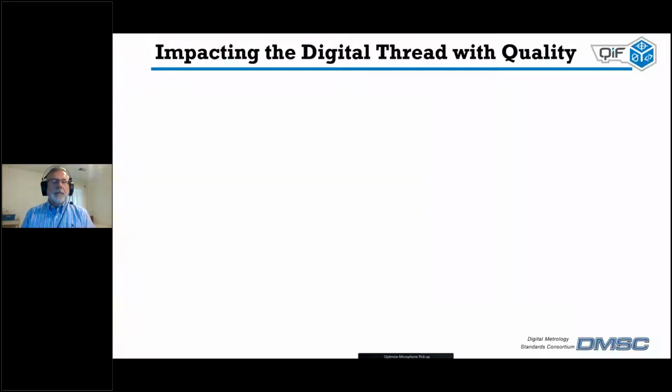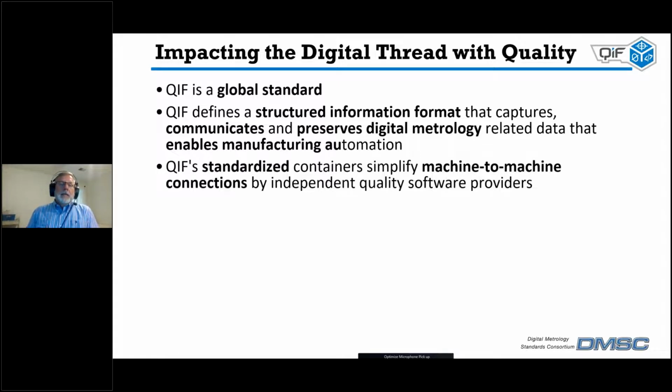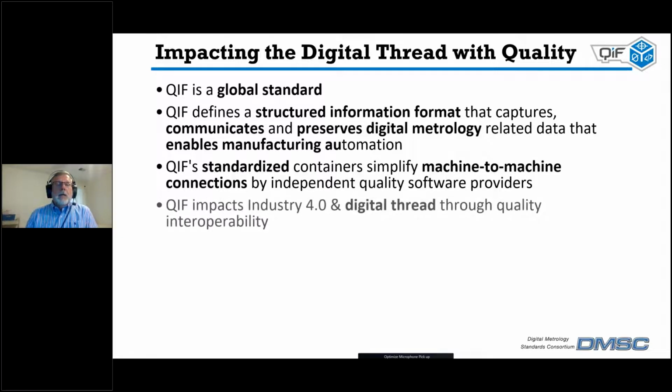So let's wrap this up and get to some questions. How are we impacting the digital thread with quality? Well, the QIF is a global standard. It defines a structured format that helps communicate and preserve this information, and we believe it helps enable manufacturing automation. It is a standard for machine-to-machine connection as well that could connect different vendors of quality suppliers. We believe it helps impact the creation and definition of the digital thread.